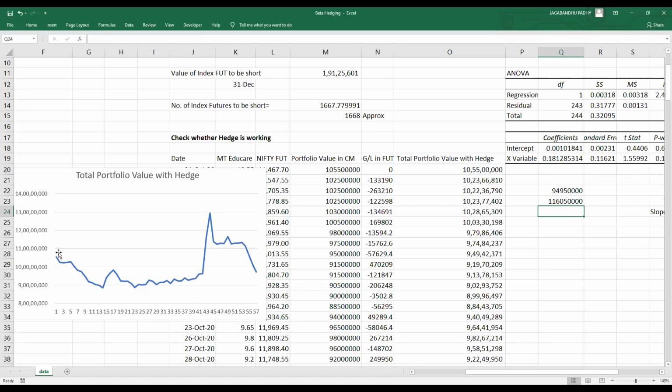So that should remain between these two lines, but that is not visible over here. There's a wide fluctuation. The hedge is not working over here. Is it okay? Yes, sir.